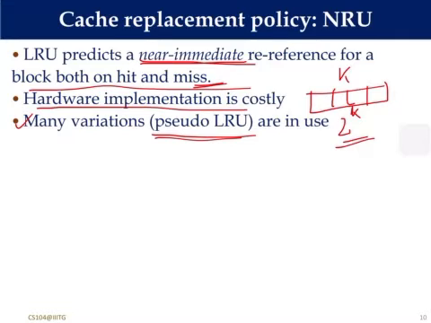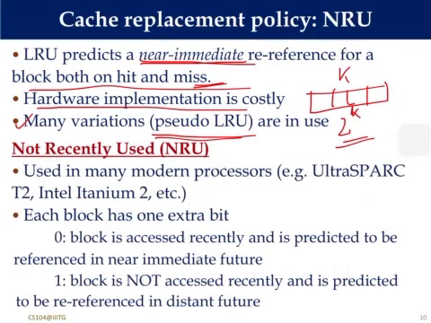Okay, so now we'll discuss one policy where instead of keeping 2 to the power k bits, we'll keep only 1 bit per block. So what is the policy? The name of the policy is NRU, not recently used. And interestingly, this is used in many modern processors.